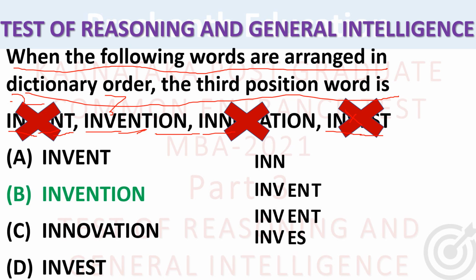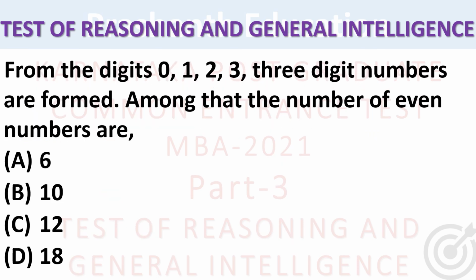Okay. So in the dictionary, they do it as per the alphabet: A, B, C, D, E, F, G, whatever series is there. By looking at that, they will arrange the words in the dictionary. Okay, let's go into the next.